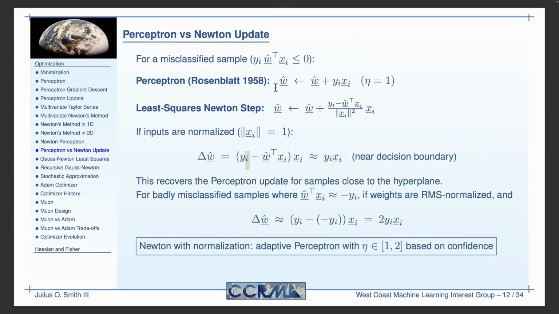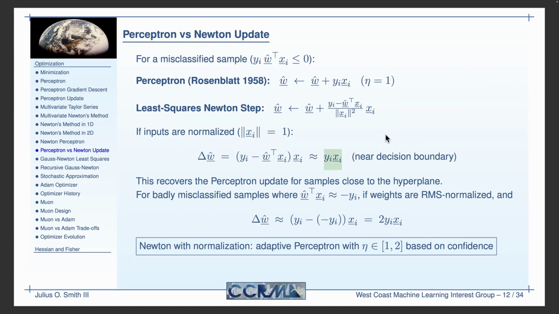So here's our perceptron update. The weight update is the error, which is plus or minus 1, times the pattern you're going for. And then the Newton step uses the same error without the sign function. If you normalize it, it becomes analogous to the perceptron update. So we have to normalize the inputs to get the norm squared to be 1. And then the weight update becomes the same error as in the perceptron times the data.